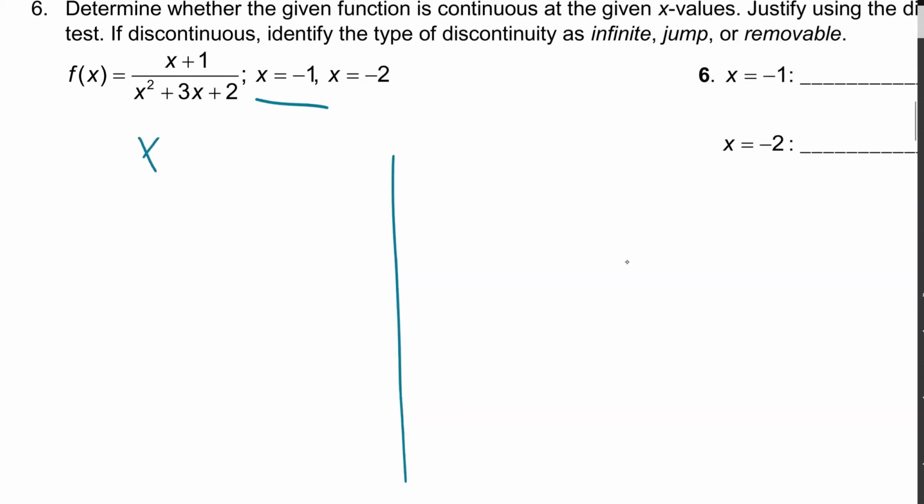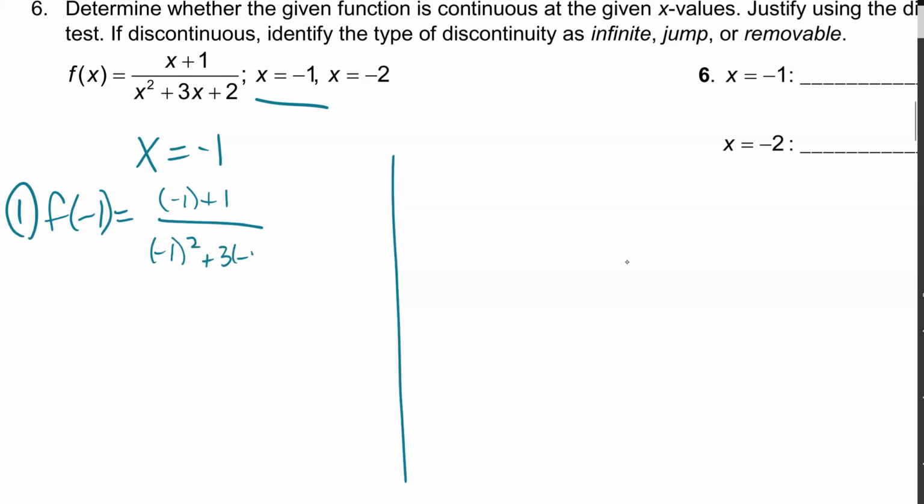Okay, let's try it for x equals -1 first. So, first step, find the function value at -1. I'm going to plug it in, because maybe I'll be the devil reincarnated and give you a point where it's actually continuous. You don't know. Maybe it'll be continuous. Maybe it'll be a place where I have discontinuity. Who knows? Okay, -1 squared plus 3. So for the function value, you want to actually plug it into the function.